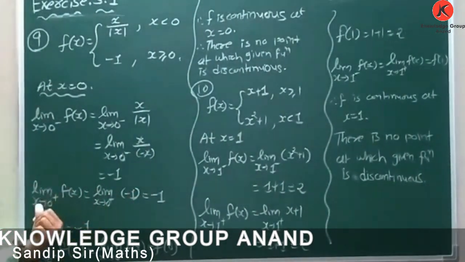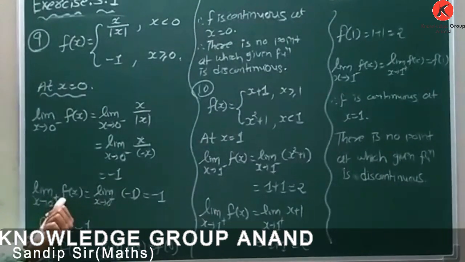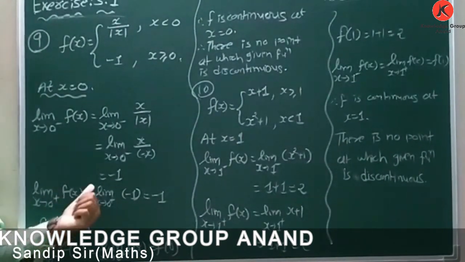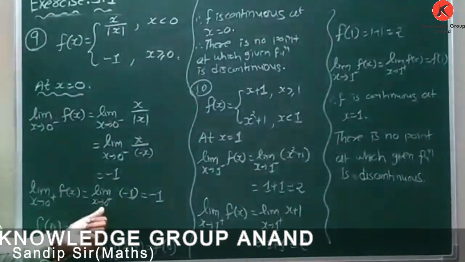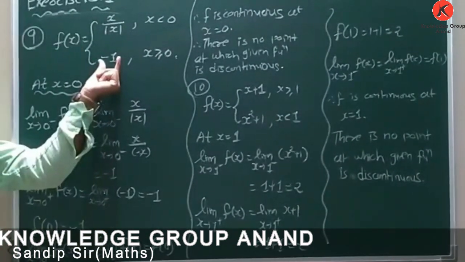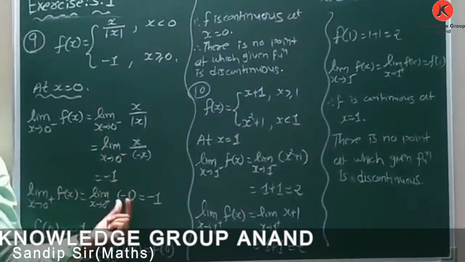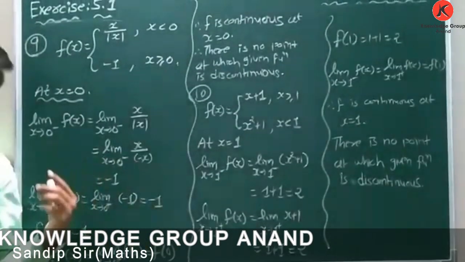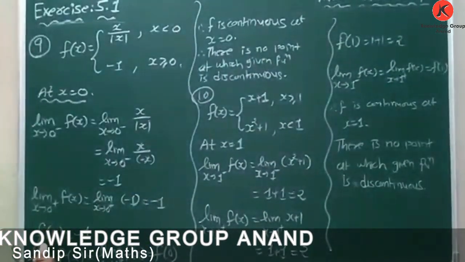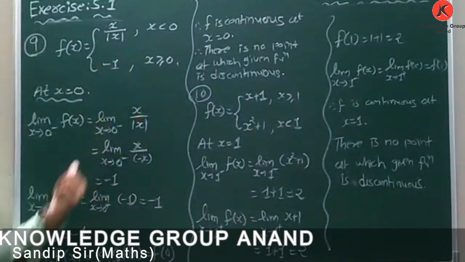In the same way, limit x tends to 0 plus of f of x, the right hand side limit, slightly greater than 0, the answer will be -1. So that is -1, and the total answer is -1. Okay, and f of 0 always gives a value of -1.